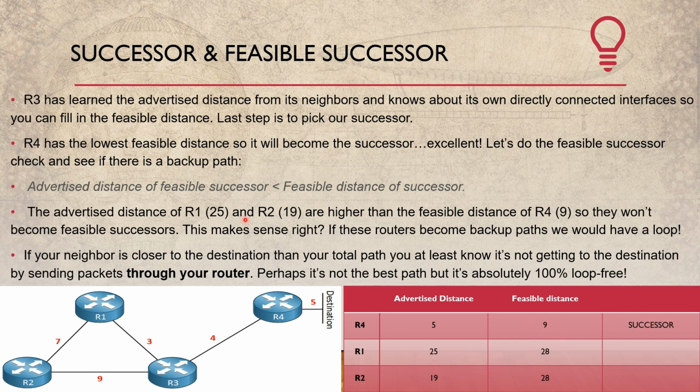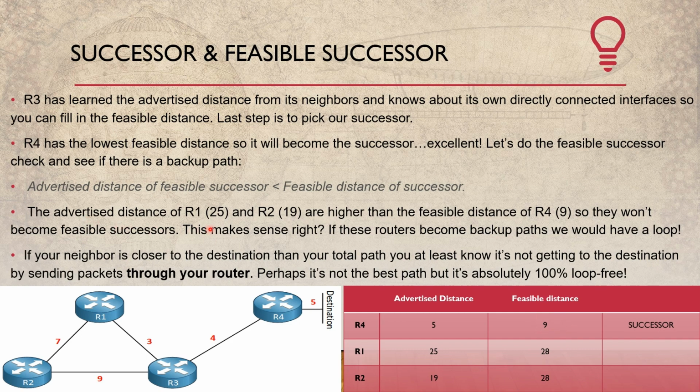It became the successor. Now we need to calculate the backup path. Let us do the feasible successor check to see if there is a backup path. What is the condition for the backup path? The advertised distance of the feasible successor should be lesser than the feasible distance of the successor. Whatever the advertised distance of the feasible successor is, it should be lesser than this 9.